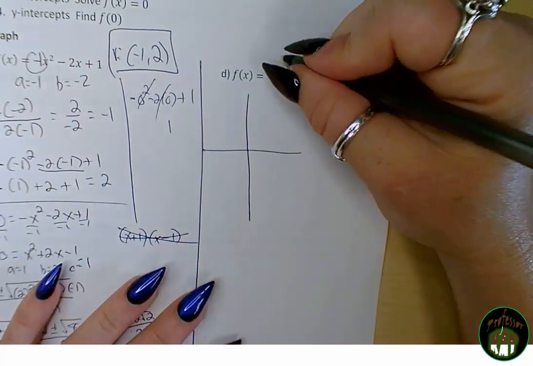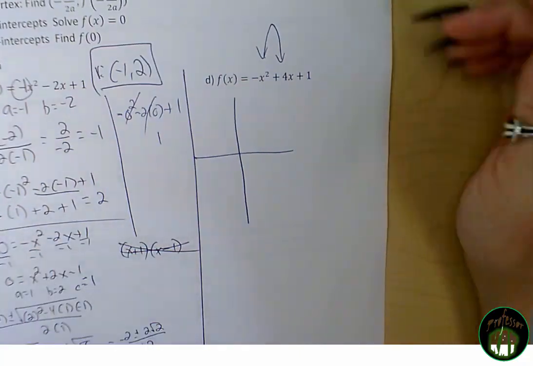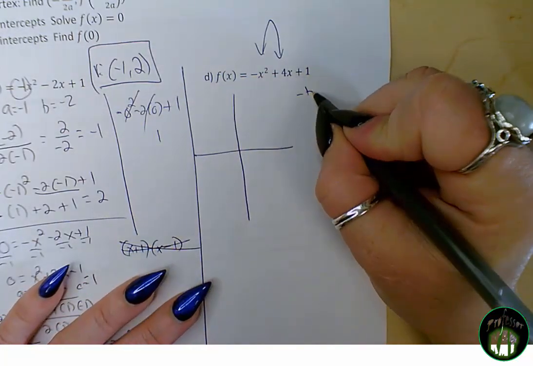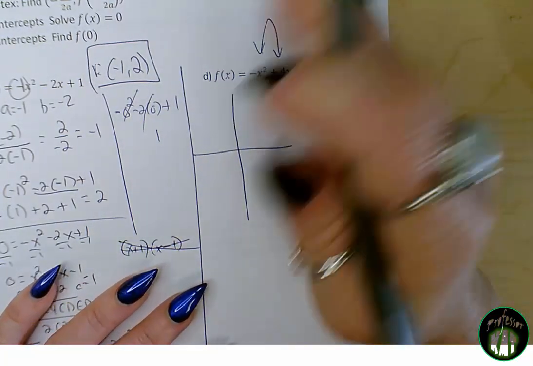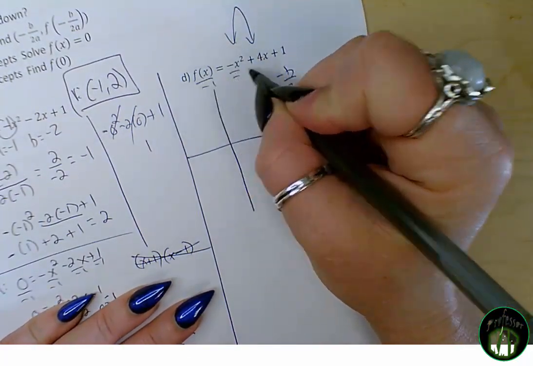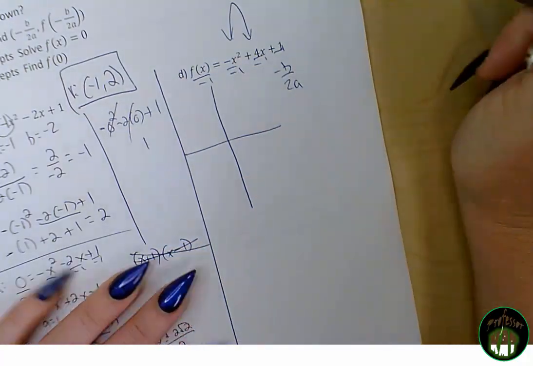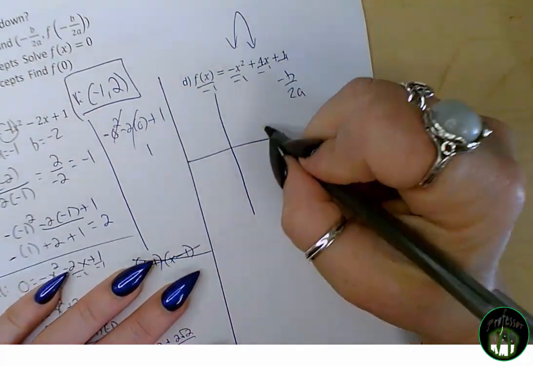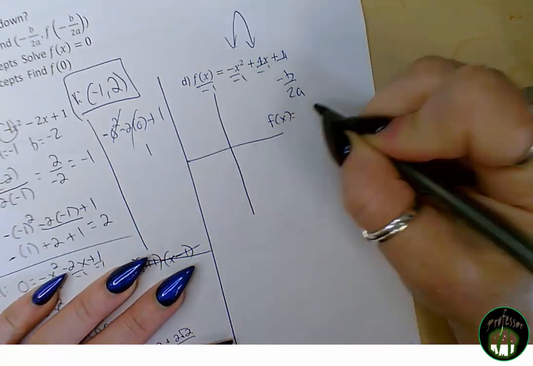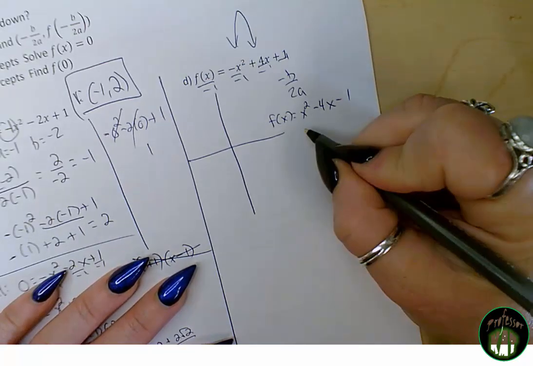Focusing on another example, this is also negative, so we know it's going to be opening downwards here. Let's go ahead and find our vertex, so -b over 2a. So, dividing everything by a negative first. Again, you never want your leading coefficient to be negative, so this is going to be f of x is equal to x squared minus 4x minus 1.